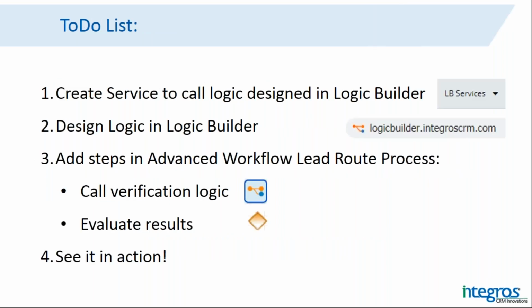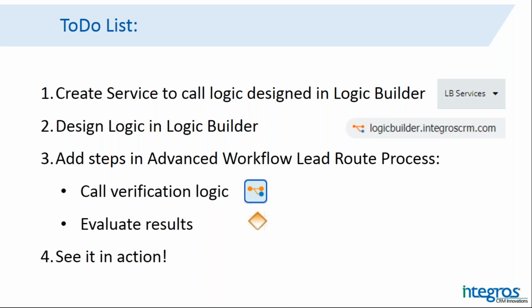Basically, today we are going to perform four steps. First of all, we are going to create a service which will be called from advanced workflow to execute logic designed in Logic Builder. Then we will proceed to Logic Builder where we actually design the logic. And then we return to Sugar and adjust the advanced workflow process. We will add a call service and then we add evaluation of results from those services. And finally, we will take a look at how all this works.